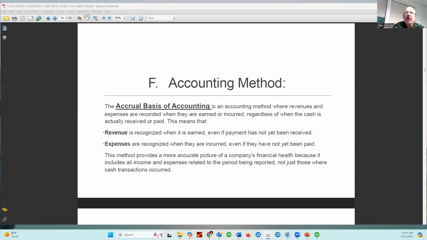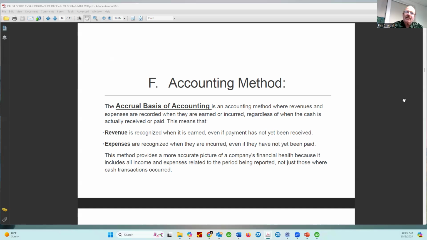The other choice that's listed on the Schedule C for accounting method is the accrual basis of accounting. It's a method where the revenues and expenses are recorded when they are earned or incurred, regardless of when the cash is actually received or paid. So revenue is recognized when it's earned, even if the payment's not yet received. So you send an invoice, now it's considered income. Expenses are recognized when they're incurred, even if they're not yet paid.